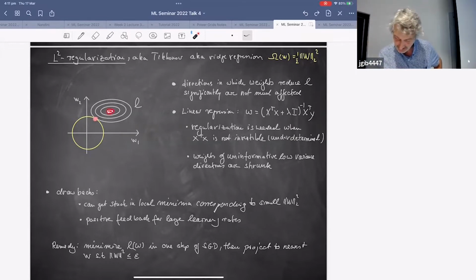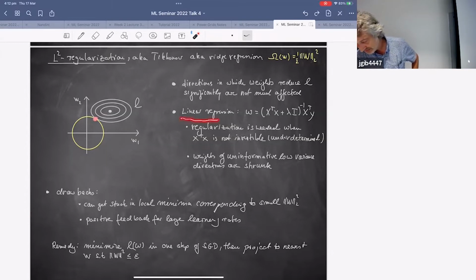And so you can't find the minimum here because it's not admissible with the constraint to be inside or on the circle. So you're going to be on the circle, where you tangentially touch it. And what you can see here is this distance is much smaller than this distance, because you have directions in which the weights reduce L significantly, which is this one here, where we have a much steeper, like if we do a cross section, a much higher curvature. That's where we can learn quickly, and that's why W is going to find the minimum. Whereas in this one where we have less curvature, that's where the regularization acts more.